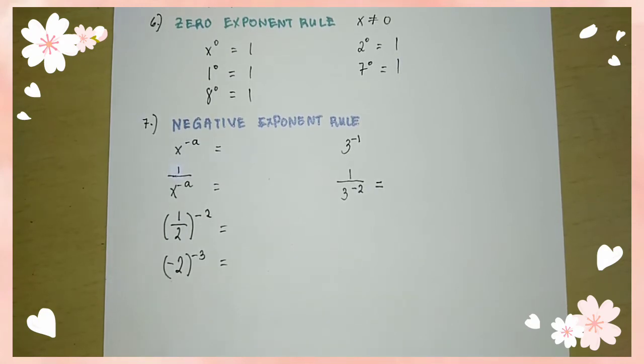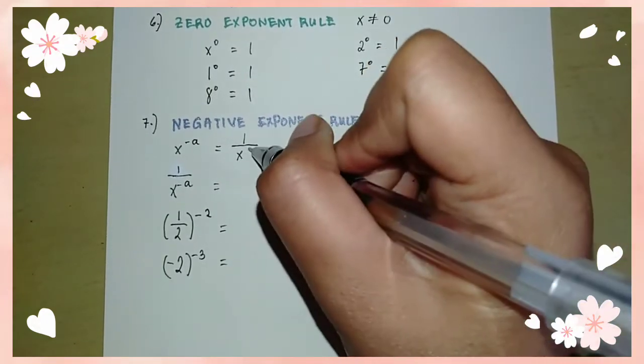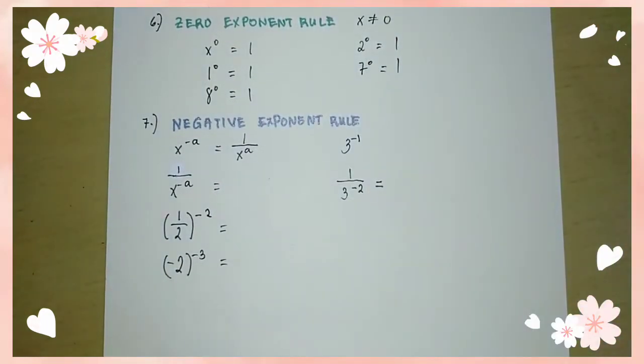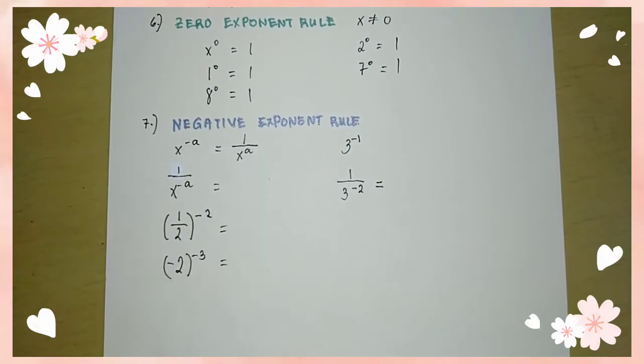So, what are we going to do para maging positive yung exponent? Ang gagawin natin is maglalagay tayo ng numerator and ibababa natin si x raised to negative a. So, ang gagamitin palagi natin is 1. So, 1 over x raised to a. As you can see, naging positive na si a. So, ganun lang palagi ang gagawin nyo, okay?